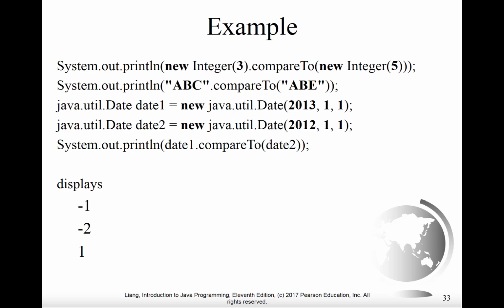Now, in the case of the dates, it's more like the same way that we would have compared the integers. So in this case, we have two dates that we're comparing one to another. We set up date number 1 as being January 1st of 2013. We set up date 2 as being January the 1st of 2012. And then we compare the two dates together by saying date 1 dot compareTo date 2. Date 1 is a newer date than date number 2, and so to capture that we have a +1 as output.